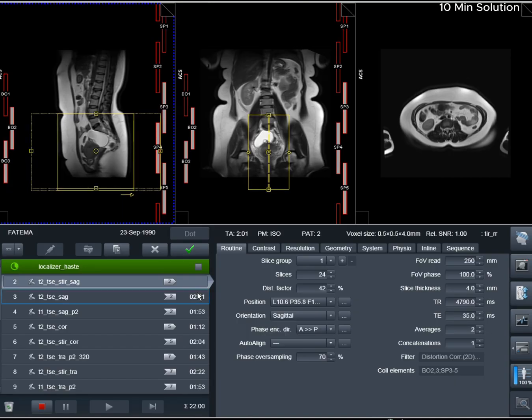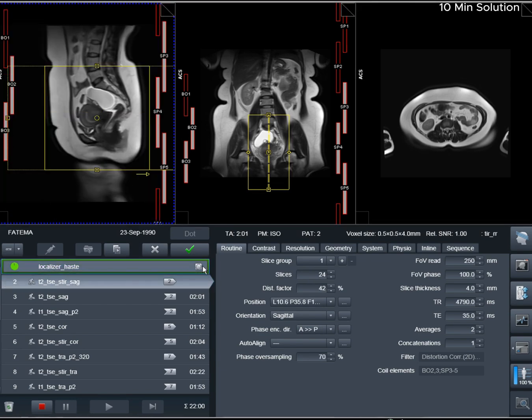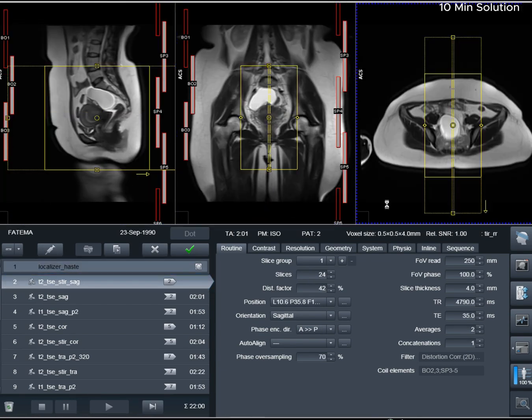In the coronal plane, ensure an appropriate angle that parallels the lumbosacral spine. Ensure that the slices cover the entire pelvic mass, ranging from the right acetabulum to the left acetabulum. The field of view, FOV, should be sufficiently large to encompass the fibroids, typically ranging from 270 millimeters to 300 millimeters.